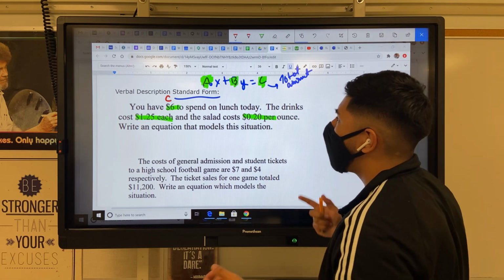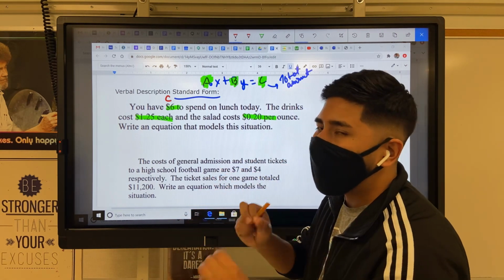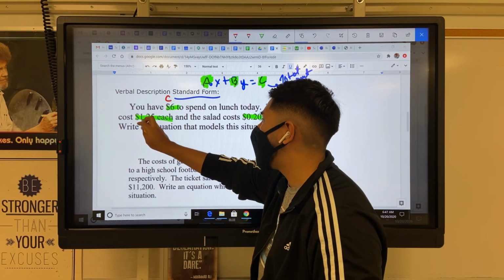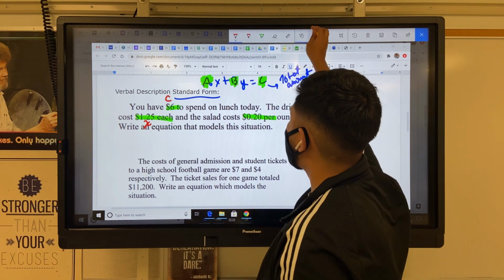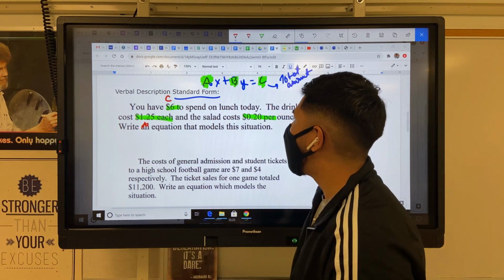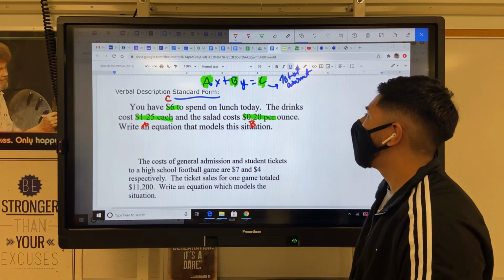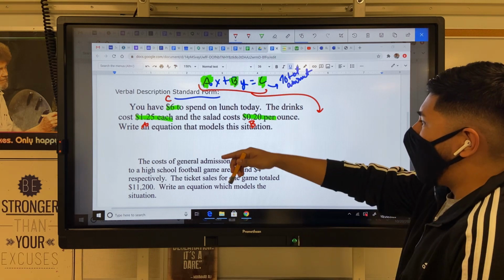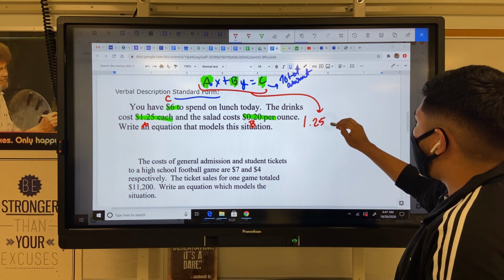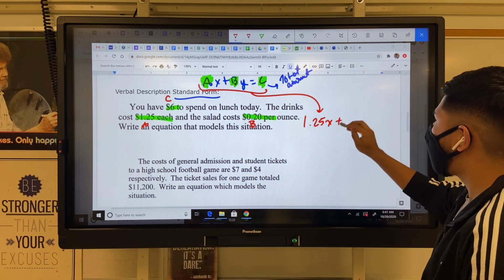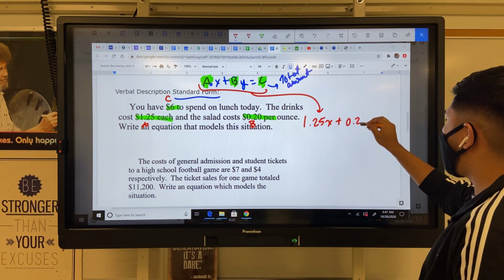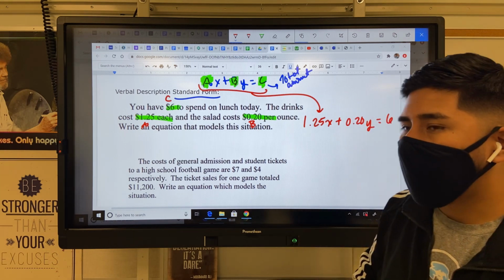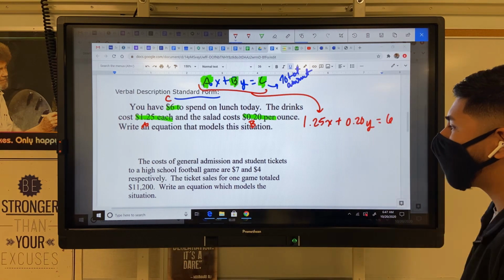It really doesn't matter who you put as A and B, but you need to label it on your own. For me, and for you all, I would love for you to take the first number and say, this is my A, and then this is my B. And then you just put it all together. A value is 1.25x plus 0.20y equals the total amount of $6. All you're doing, ladies and gentlemen, you're just writing equations.